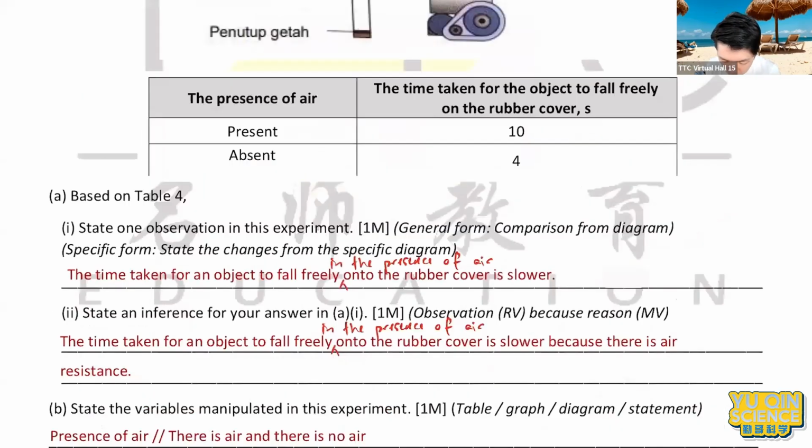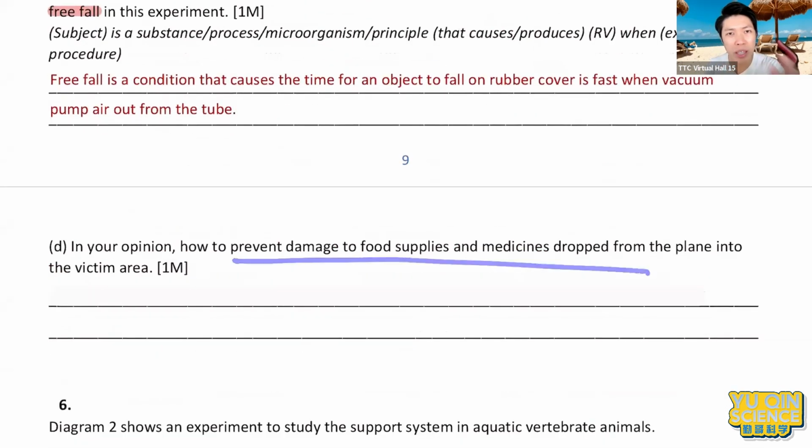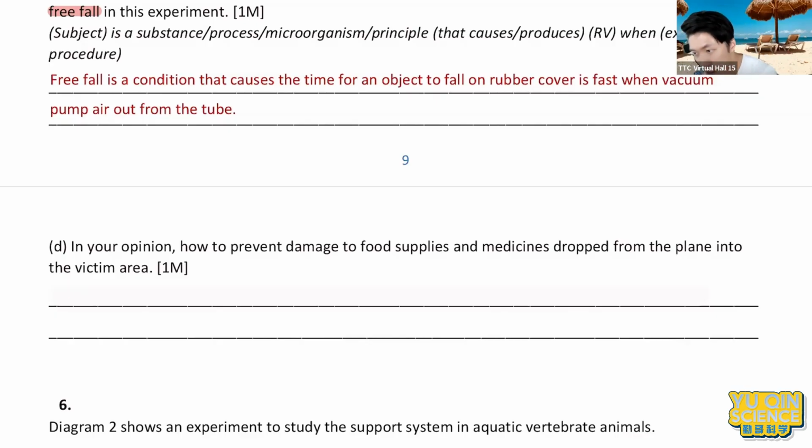So the question says, to prevent damage. Prevent damage means you don't want the box to drop so fast. If you don't want the box to drop so fast, means you don't want free fall. Means you don't want without air. You need the resistance in air to make things slower. But by the way, it's natural to have air resistance on Earth already. But what I'm trying to say here, we should add something to increase the air resistance that can make things drop slower.